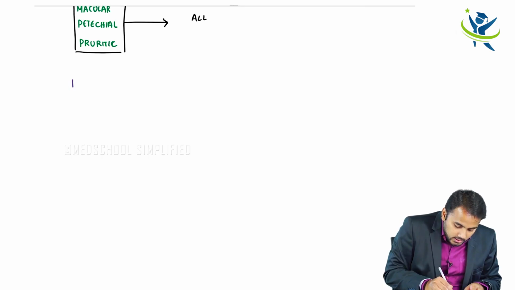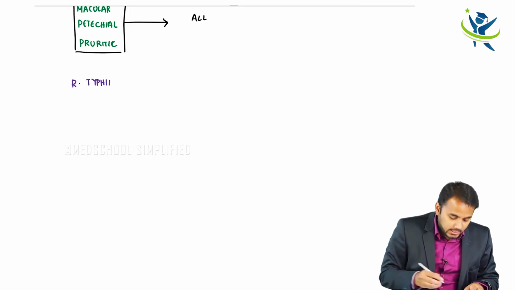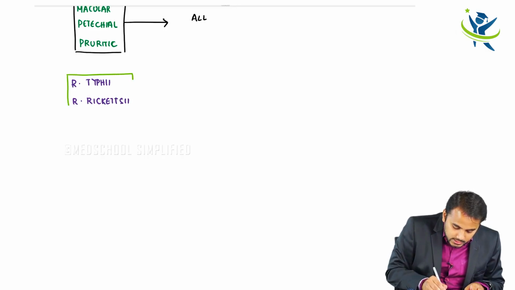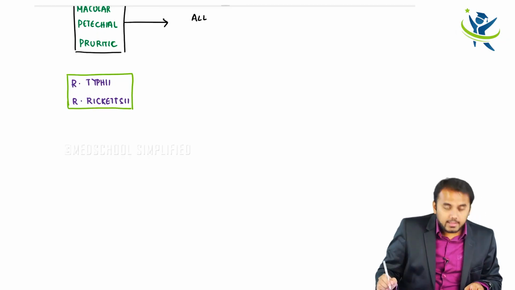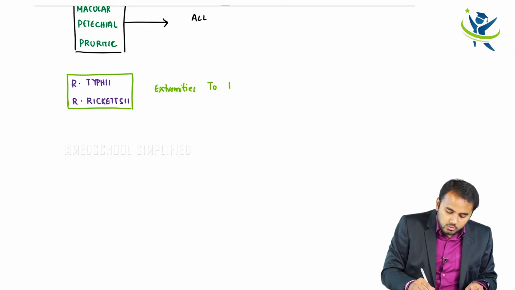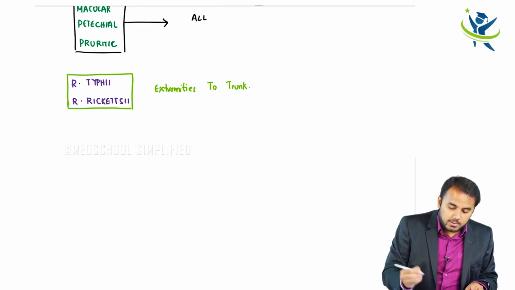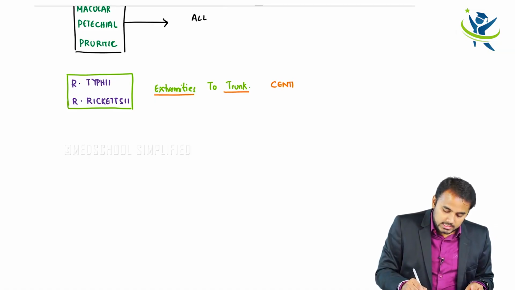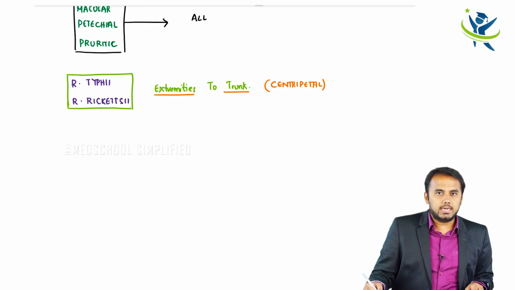If you see infections like Rickettsia typhi, and in both of these cases, the rash spreads from the extremities to the trunk. This type of spread, from the extremities to the trunk, is called centripetal spread.